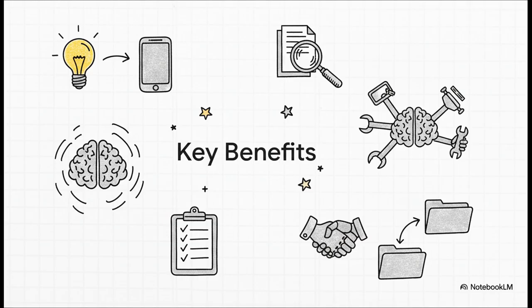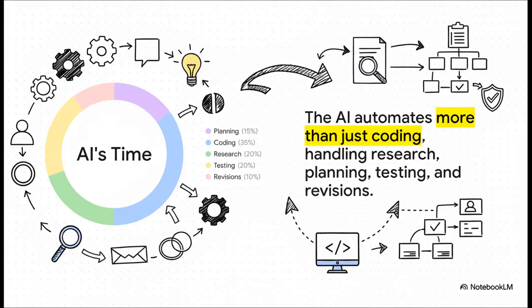And the glue that holds it all together? The fact that this AI is completely context-aware. It understands your whole project, your conversations, everything. And this chart is super telling. It shows where the AI actually spends its time. And look, coding is only a part of it. A huge chunk of its time is spent on all the other stuff that developers have to do. The planning, the research, the testing. It's automating the entire process, not just the fun part of writing code.